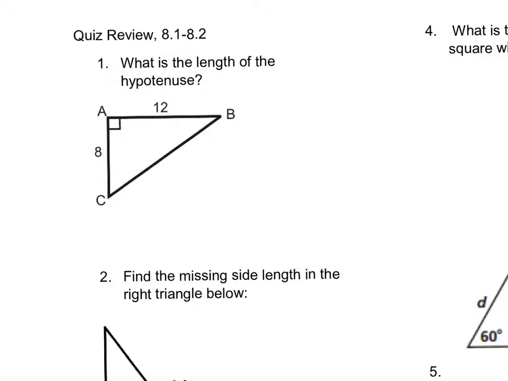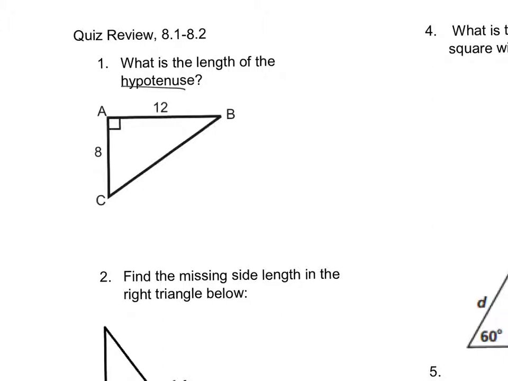Okay, number 1, what is the length of the hypotenuse? So the hypotenuse is across from the 90-degree angle. The hypotenuse is the longest side of a right triangle. There's only a hypotenuse in a right triangle.